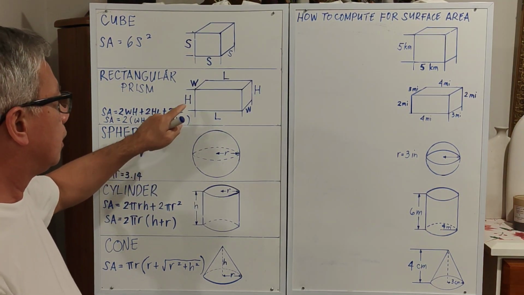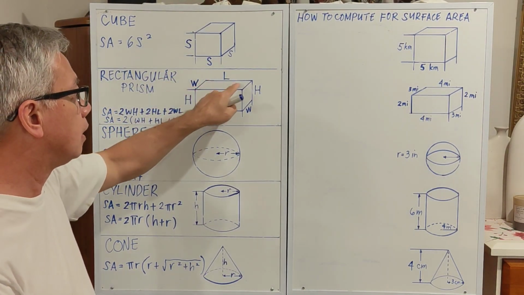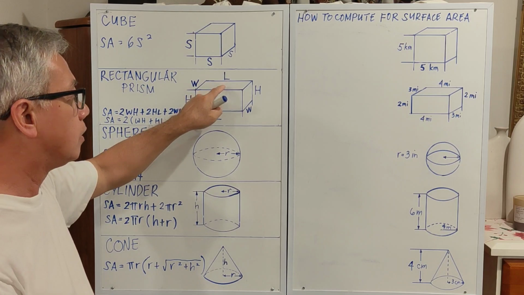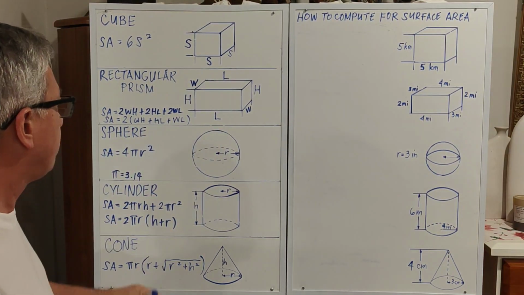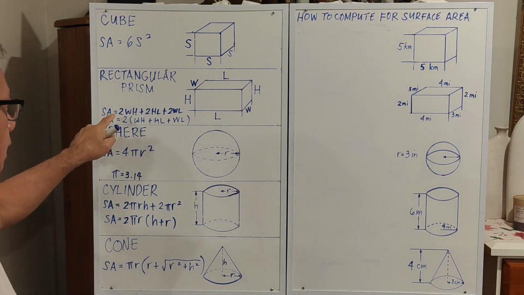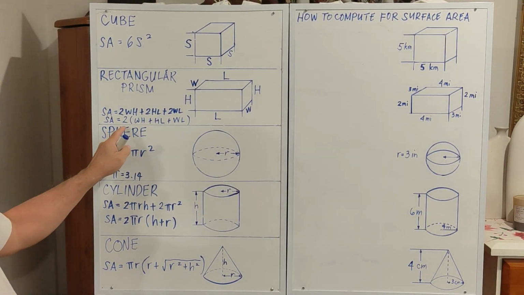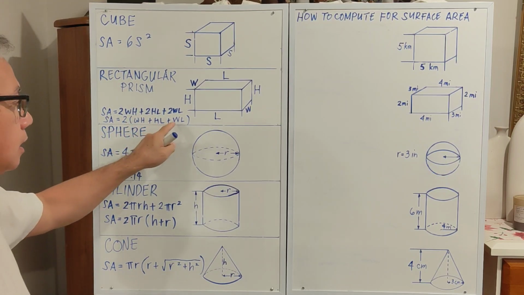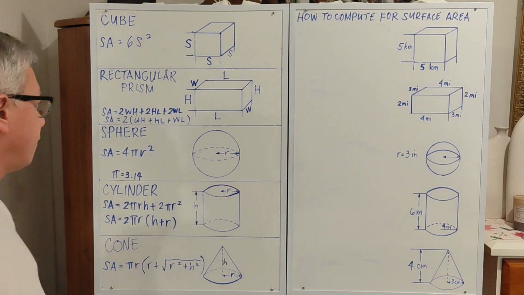Plus 2WL. WL is on the top side. W times L, which is the top, which is the same as the bottom. So we multiply it by 2. Since the common factor here is 2, we can take out the 2 and just leave the sides. So we have 2 formulas for surface area.